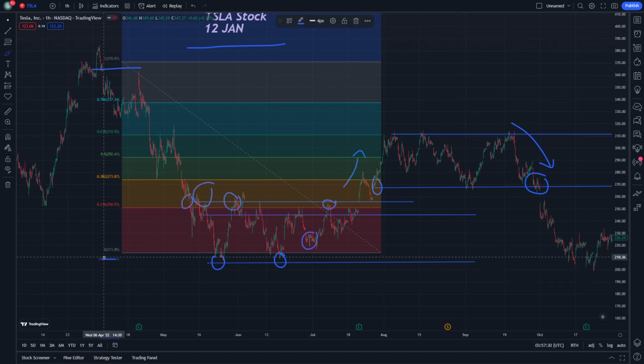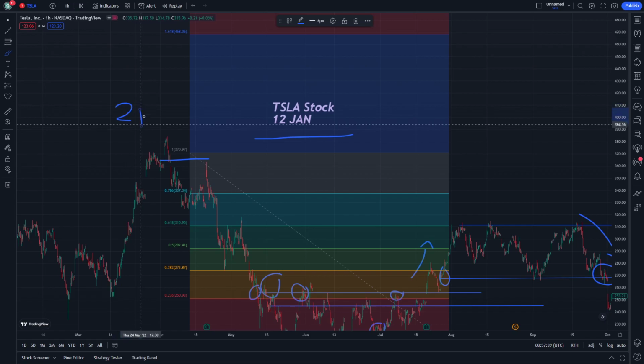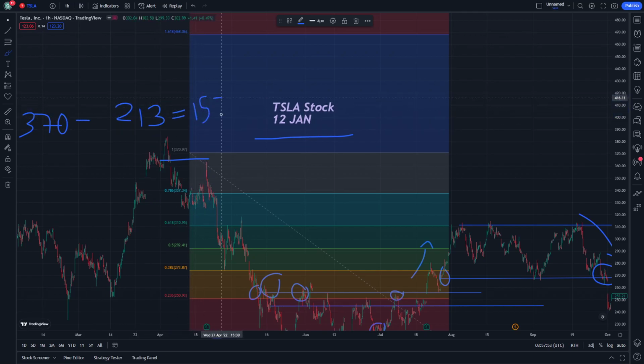to 213, from 370 to 213. So if you subtract 213 from this value, it will give you a very important value, about 157, so we can divide 157 USD across these areas.